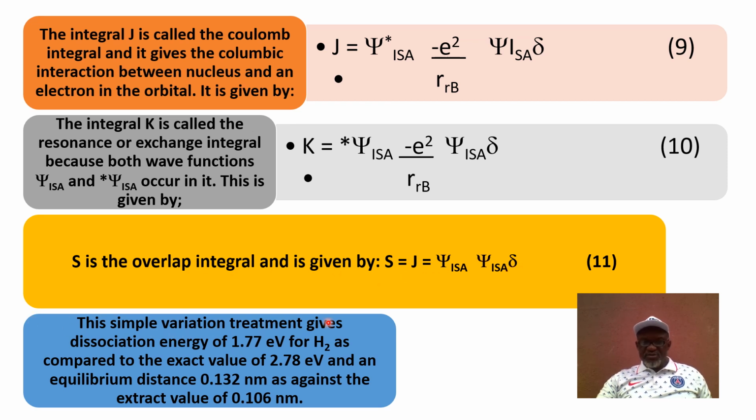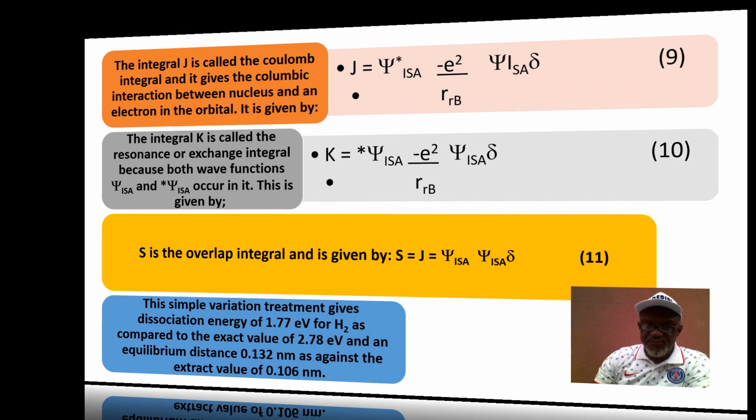Using this simple variation treatment, the dissociation energy was calculated for hydrogen as compared to the exact value of 2.78, and the equilibrium distance of 0.132 nanometers as against the exact value of 0.106 nanometers. We didn't want to take you through this calculation. It's just for you to note the results that we're able to get using the variation parameters.